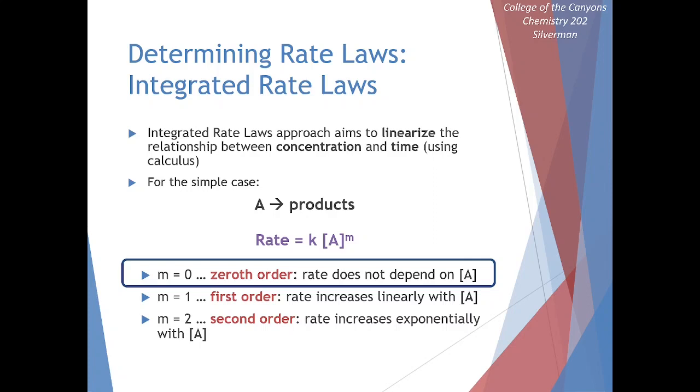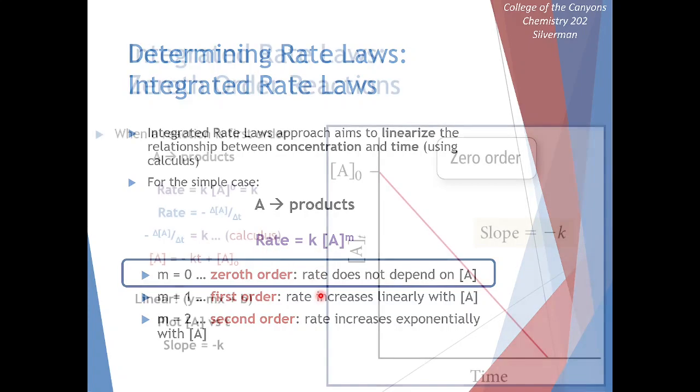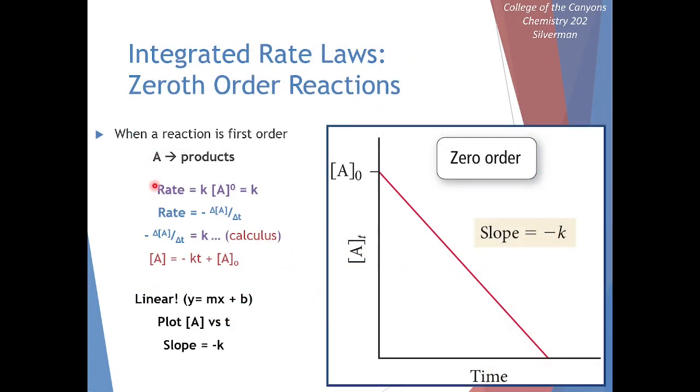Let's look at this one at a time. If we start with our simplest case, if we have m is equal to 0, we call this our zeroth order reaction. Our rate law is going to be k times 1. Our rate law is just a constant, k. The rate is equal to k. Here we have this written out. Rate is equal to k.